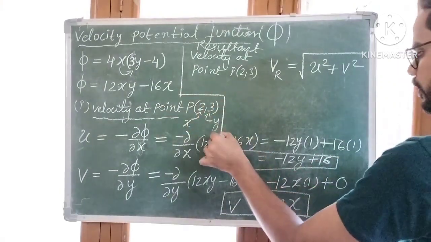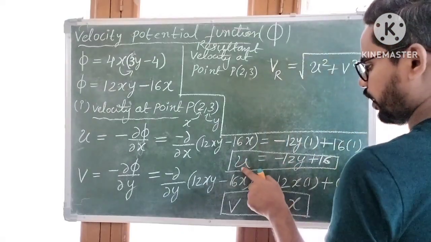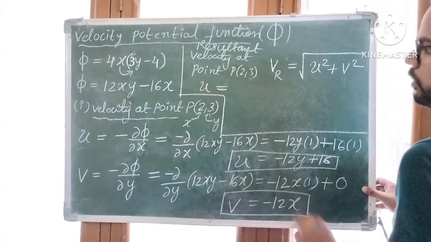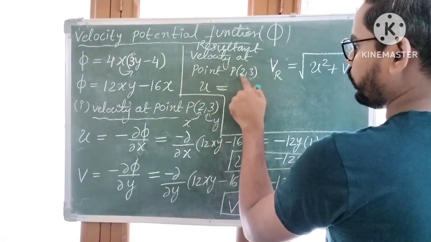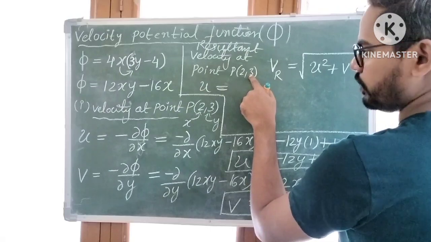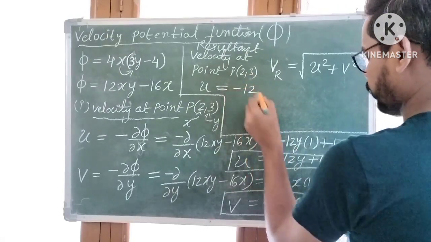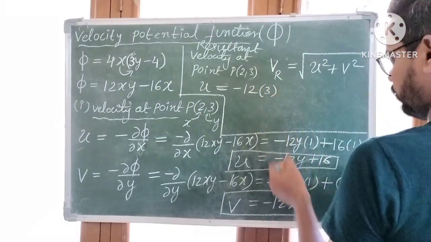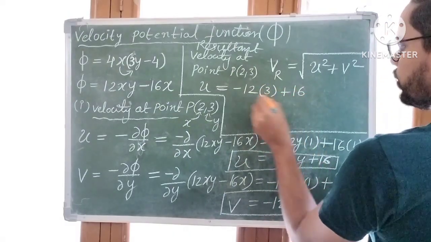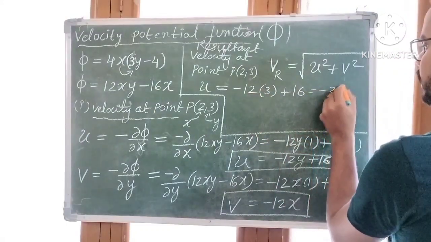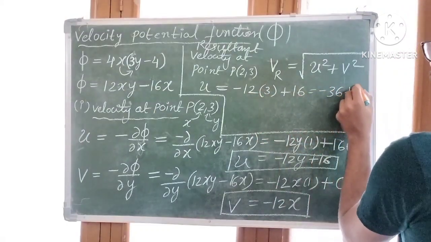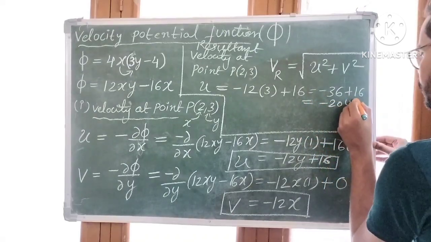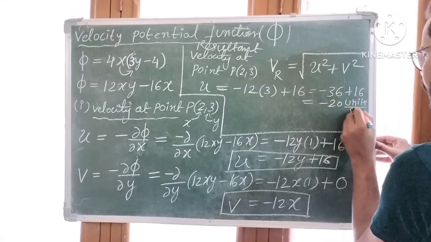Now let us find the value of velocity component u at point (2, 3). So x is equal to 2, y is equal to 3. So minus 12y. What is the value of y here? 3. Here we do not have an x term, so no problem. So minus 12 into 3 is minus 36, minus 36 plus 16. How much? Minus 20. So minus 20 units per second.